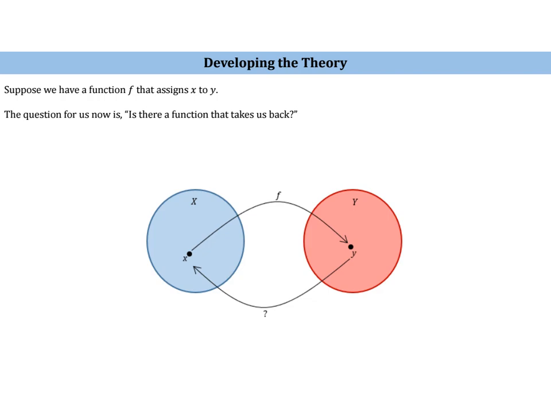Now, one of the key things that we need to look at here is this statement right here. Is there a function that takes us back? If there is a function that takes us back, we call that function the inverse function. So you'll notice the inverse function simply undoes what the original function did. So if we start off with x, then the inverse function would act on y and take us back.